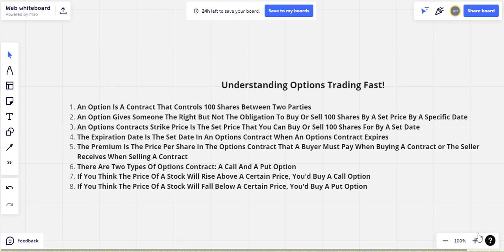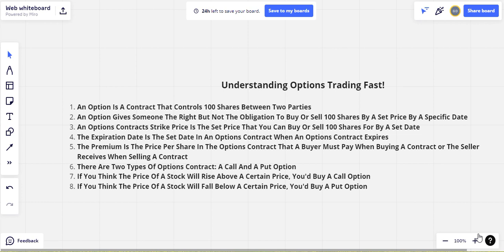So there are basically two types of options contracts that you can take out. There's a call option and a put option. If you think that the price for a stock will rise above a certain price by a certain date, you buy a call option, because you're betting that the price of the shares you're taking the option on will rise above a certain price. If you think the price for a stock will fall below a certain price, you buy a put option, because you're betting that the stock price is going to fall below a certain price, hence why you're taking out the options contract.